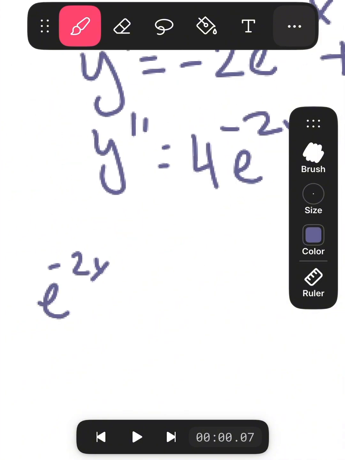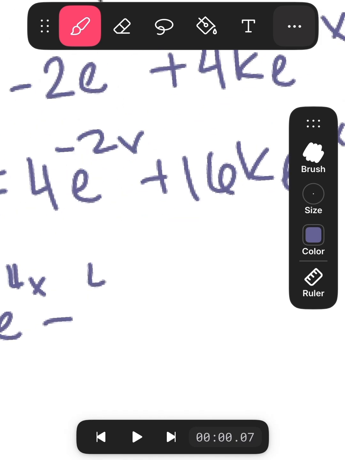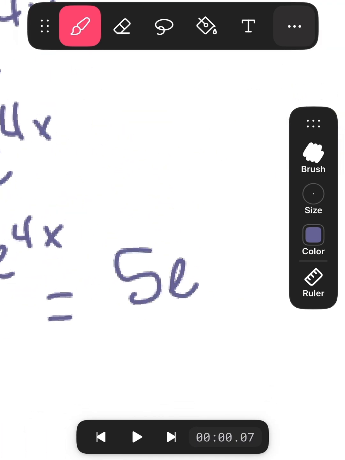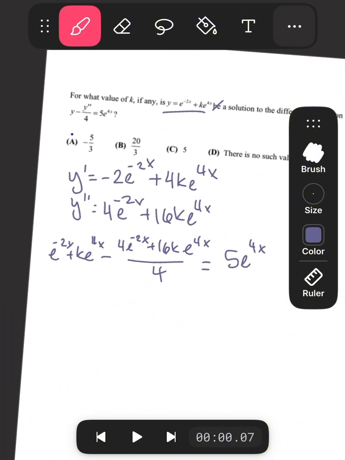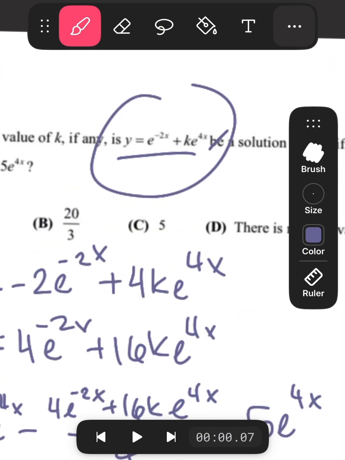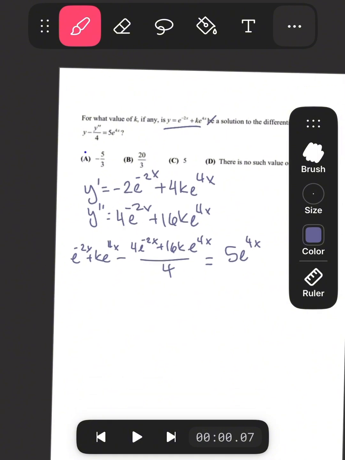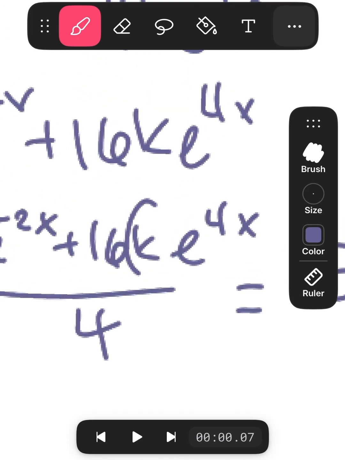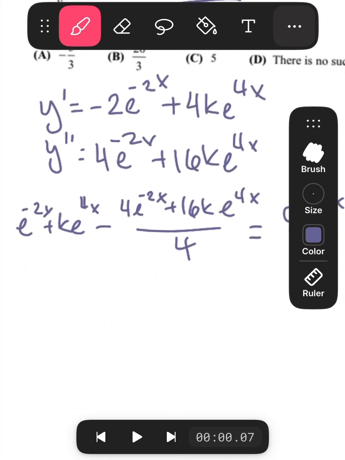So we're going to get e to the negative 2x, plugging y in there, plus k e to the 4x, minus this: 4e to the negative 2x plus 16k e to the 4x, divided by 4, is equal to 5e to the 4x. Now that we've set this equal, the question is asking what value of k will make this a solution. Which one will make it work? If there was no such value of k when we solve this, k would have no solution. But we're basically just going to solve this equation for k now.